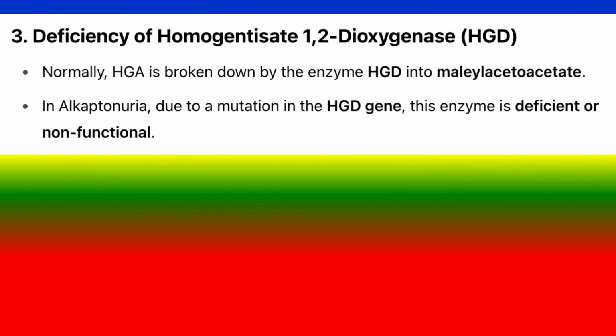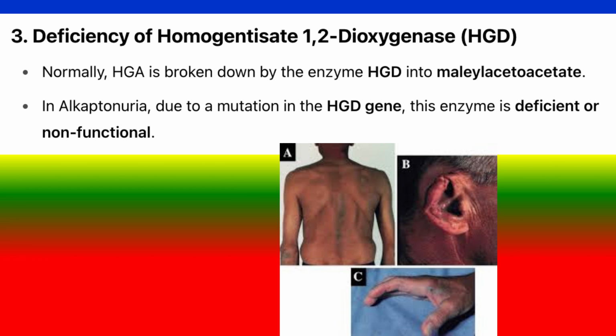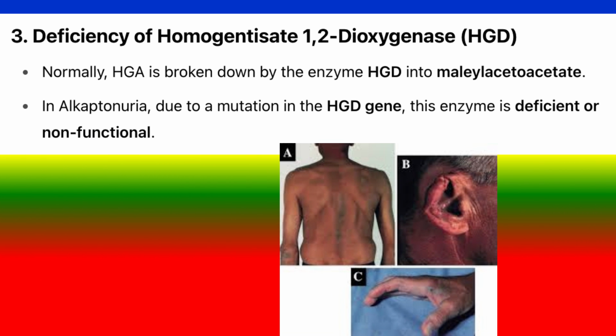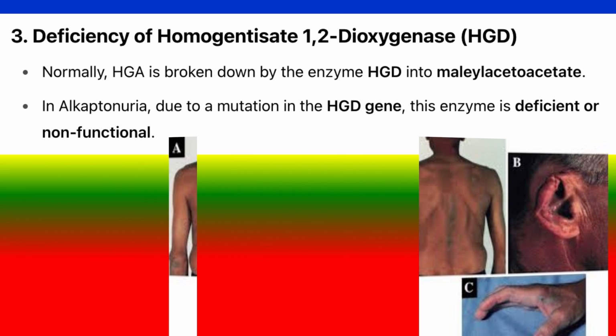3. Deficiency of homogentisate 1,2-dioxygenase, HGD. Normally, HGA is broken down by the enzyme HGD into maleylacetoacetate. In alkaptonuria, due to a mutation in the HGD gene, this enzyme is deficient or non-functional.